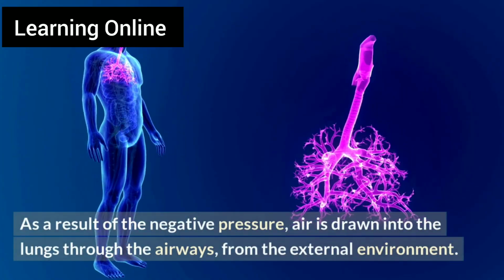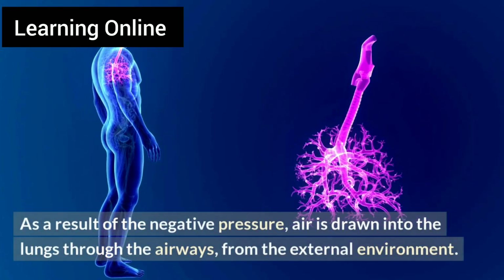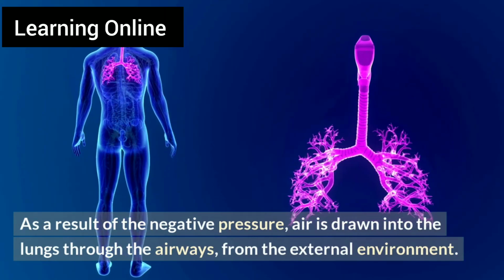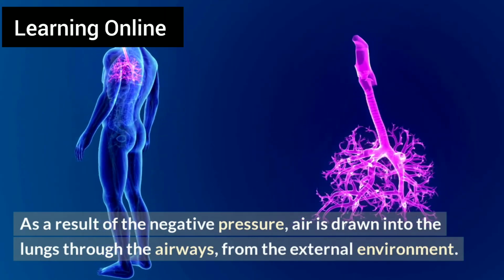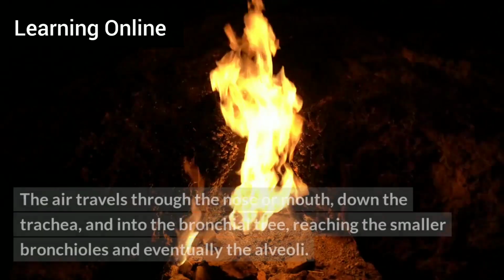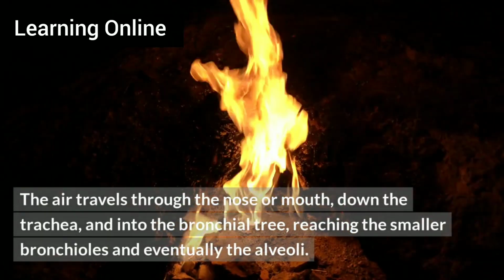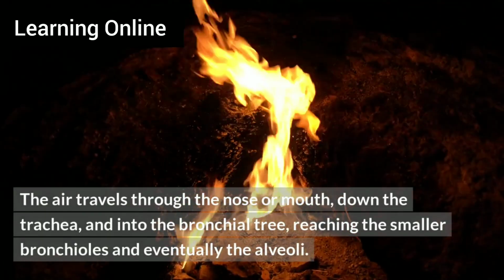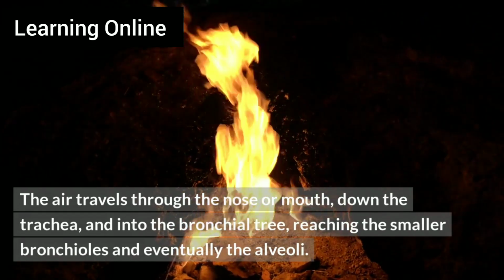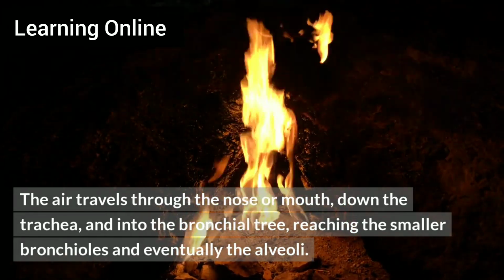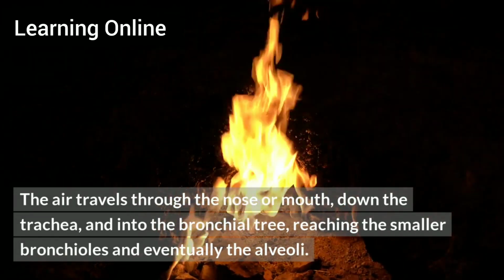As a result of the negative pressure, air is drawn into the lungs through the airways from the external environment. The air travels through the nose or mouth, down the trachea and into the bronchial tree, reaching the smaller bronchioles and eventually the alveoli.